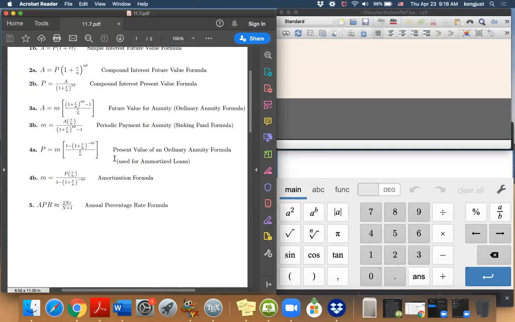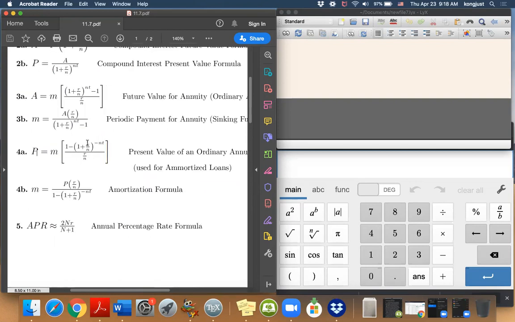Okay, and then we looked at amortization, so how to pay back a loan. There are two formulas for that. The first one tells you, if you know the payment amount that you can afford, how big of a loan you can take. And again, R is the rate as a decimal, N is the number of compounds in a year, or number of payments in a year in this case, and T is the number of years. And then 4B was just the related formula. If you just solve for M instead, this will tell you how much your monthly payment should be if you know how much the loan is.